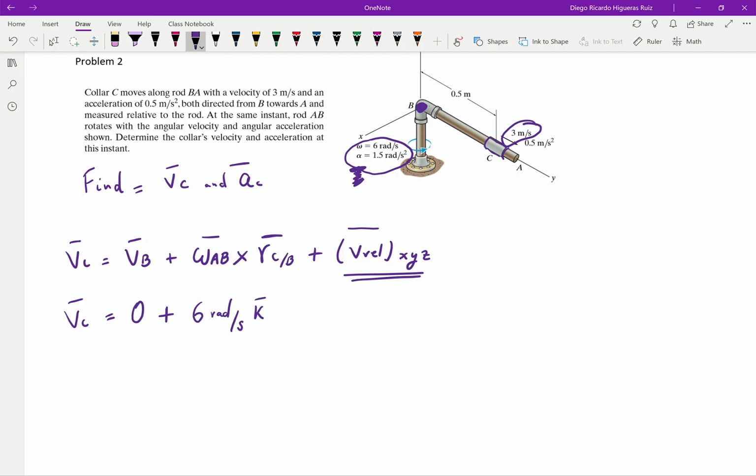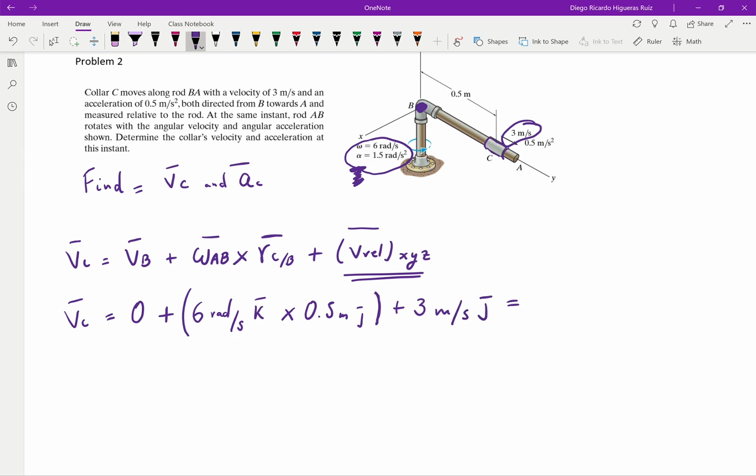And we're going to have the cross product of the distance CB, and that's going to be 0.5 in the J, in the Y, right? Meters in the J. Okay. And finally, we're going to have those 3, so plus 3 meters per second in the J.